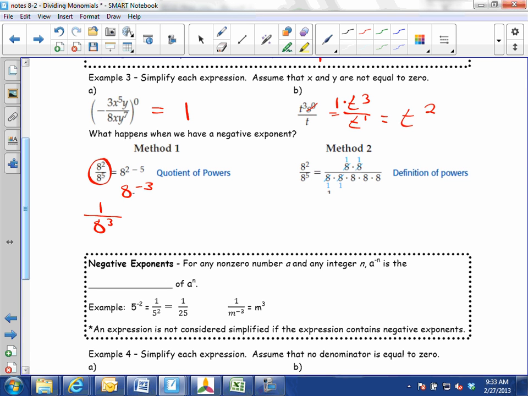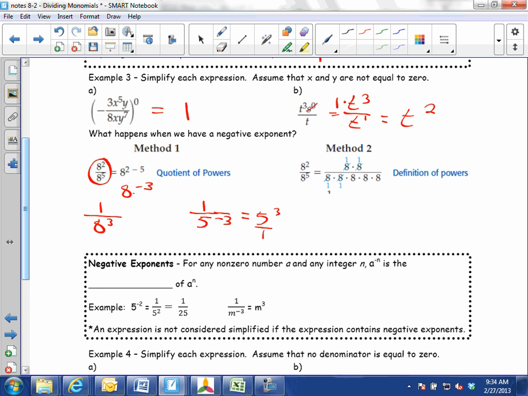If I started off with 1 over, just making something up, 5 to the negative 3, that means move it to the top. So it would be equal to 5 to the positive 3 if we wanted to convert the negative. Negative exponent just means it's at the bottom, move it to the top, make it a positive. If it's in the top and it's a negative exponent, then you move it to the bottom, make it positive. You just move it from one to the other.